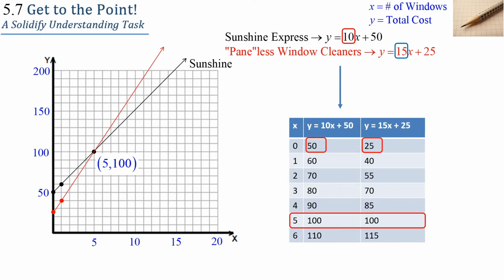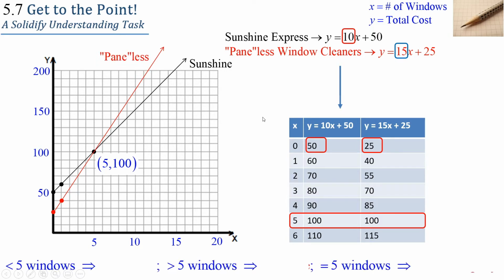So we have just solved the system y equals 10x plus 50 and y equals 15x plus 25. We just solved it by graphing right there. It's the point where the 2 lines intersect. So on the previous slide, we solved it with substitution. On this slide, we solved it with graphing. We also solved it with a table over there on the right. Wow. There's Painless too, by the way.